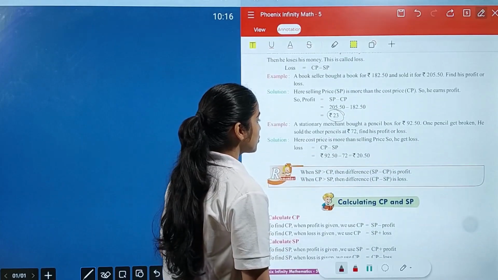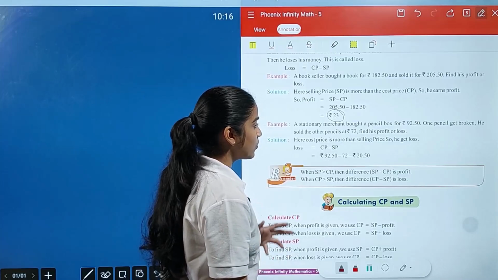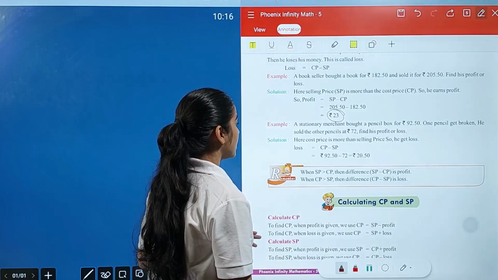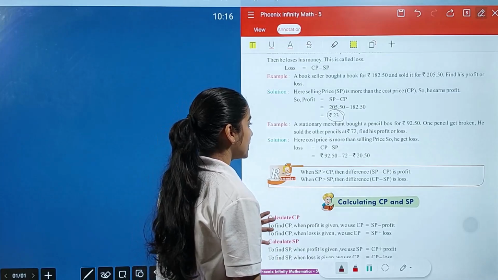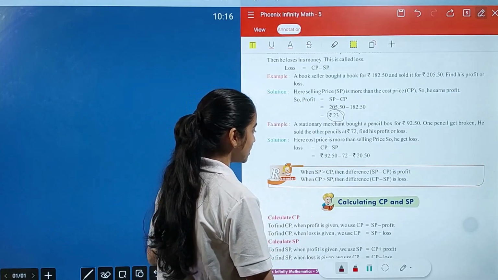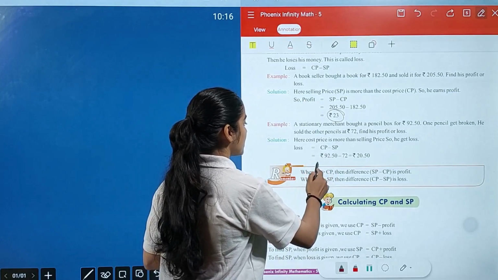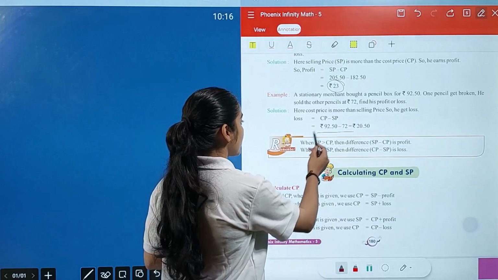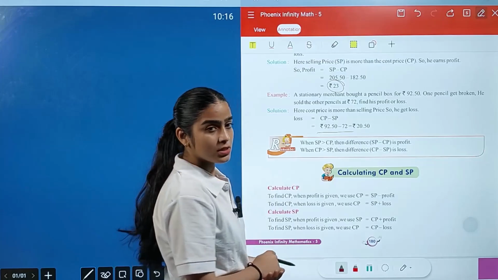A stationery merchant bought a pencil box for 92.50. One pencil got broken. He sold the other pencils at 72. Find his profit or loss. So his cost price is more than selling price, so he gets a loss. Cost price minus selling price is 20.50 rupees. So 20.50 is the loss.